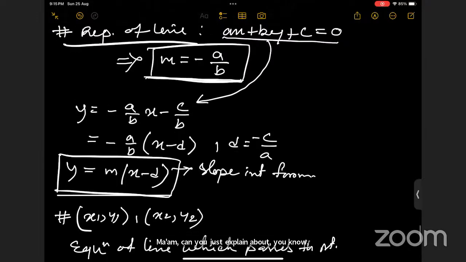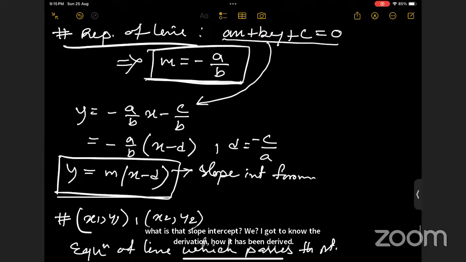So what is that slope intercept form? I have to know the derivation, how it has been derived. No, actually, what does it mean? We are just arranging the terms, nothing more. And like we know this is the slope, right?